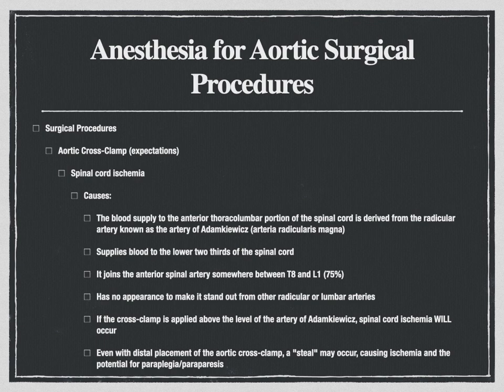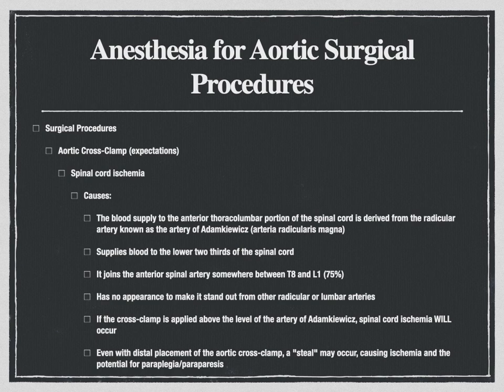The blood supply to the anterior thoracolumbar portion of the spinal cord is derived from the radicular artery known as the artery of Adamkiewicz, or the arteria radicularis magna, that supplies blood to the lower 2/3 of the spinal cord. It joins the anterior spinal artery somewhere between T8 and L1, and that occurs in 75%. And then it can be both lower or higher in the other 25% of the population. It has no appearance to make it stand out from other radicular or lumbar arteries.